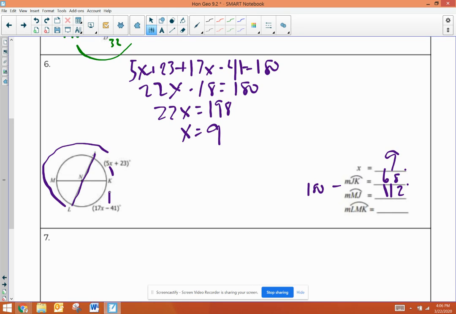So this is 112. I just do 360 minus 112. I really hope you're listening, because it's hard to just read my handwriting, but if you hear me saying it, that's also helpful.